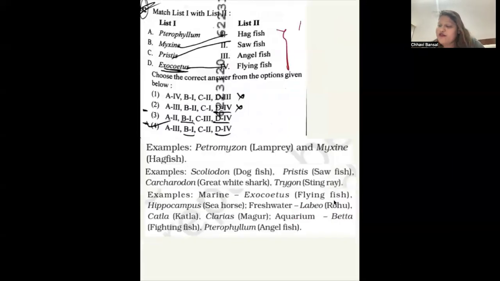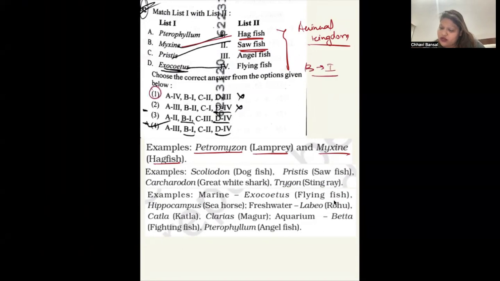This question is actually taken from Animal Kingdom. I know you can say this is not about classification. This is just matching the common name with the scientific name. So if you see the examples, Petromyzon is lamprey, Myxine means hagfish. So Myxine is hagfish, means B is option 1. So 1, 3, and 4 could be the correct answers, right? Then Exocoetus is a flying fish. Flying fish means D is 4, so option A is also incorrect.